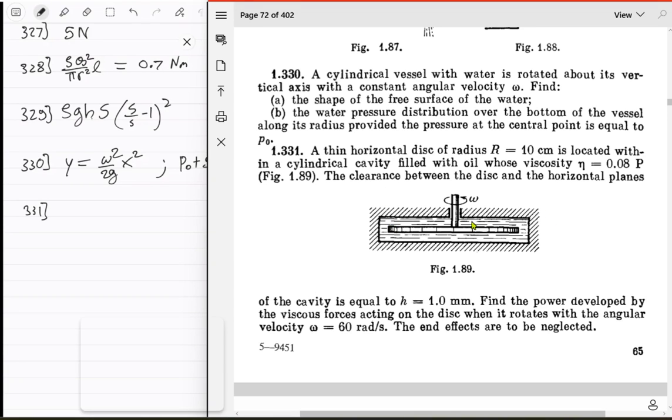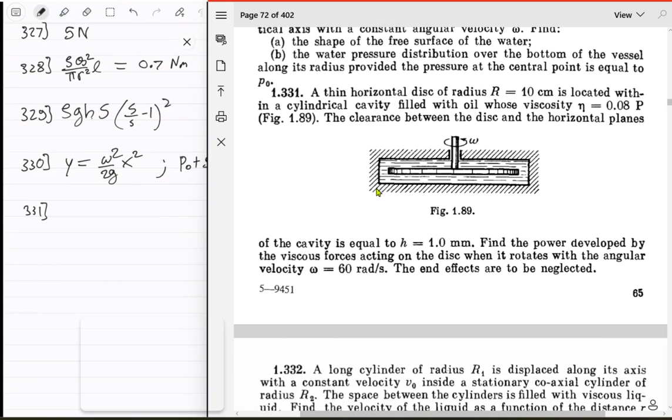Yeah, okay, so this should be h, right? So from here all the way till here. Okay, find the power developed by the viscous forces acting on the disk when it rotates with the angular velocity omega equal to 60 radians per second. The end effects are to be neglected. Well, that's new. The end effects are to be neglected, huh? Okay, very interesting. So what can we do?